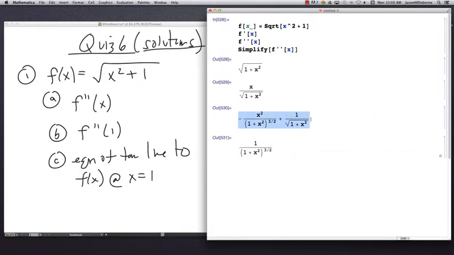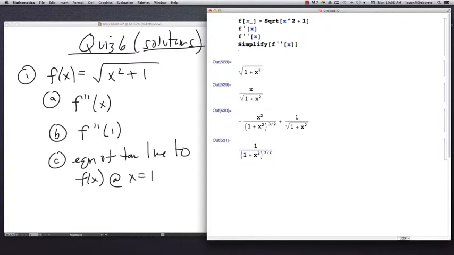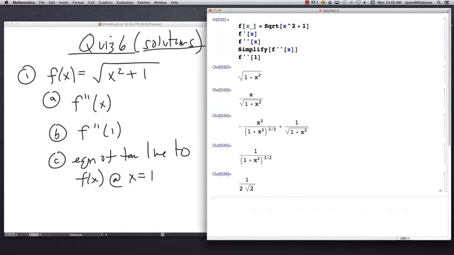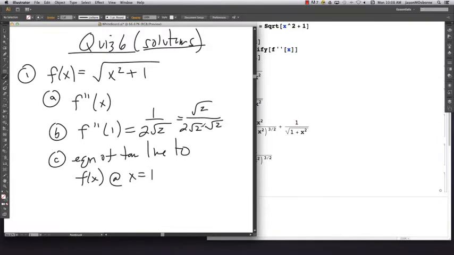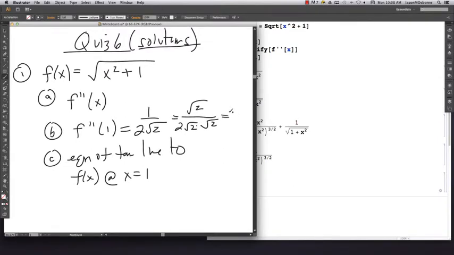Okay, so this is f double prime of x, and this is a simplified version of it by getting a common denominator. You may have something different, but when you computed f double prime of 1, you should have gotten 1 over 2 square root of 2. So f double prime of 1 is 1 over 2 square root of 2. You may have also rationalized that, just multiplying top and bottom by square root of 2, and then you will get the square root of 2 over 4. That may also be your answer.